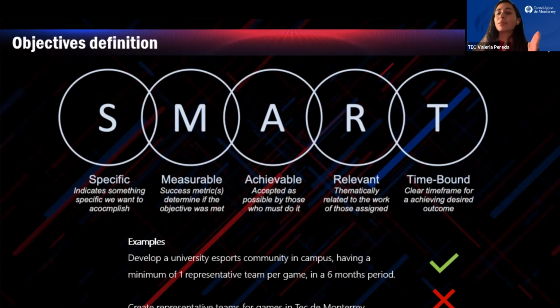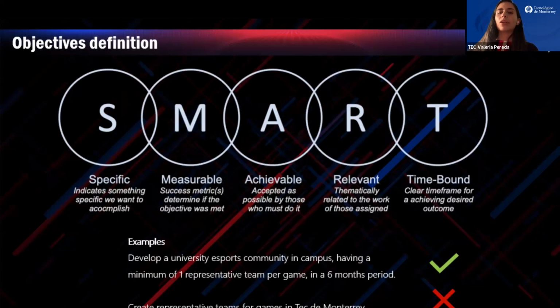Then it has to be time bound. You have to set a specific time frame for you to achieve this specific goal. So it doesn't matter if it's in a week or if it's in 2 years, 3 years, 10 years, you will know when you want to achieve that goal. And it's okay. Some things take less time, some other things take more time. But the important thing is that in your goal, you set the time frame since the very beginning. And so everyone in the team will work to get there.